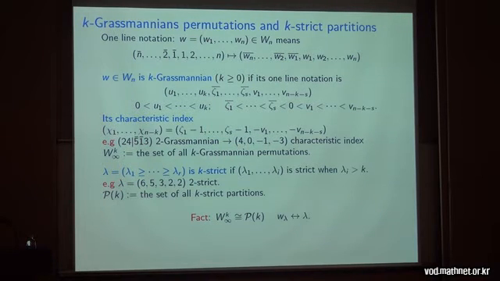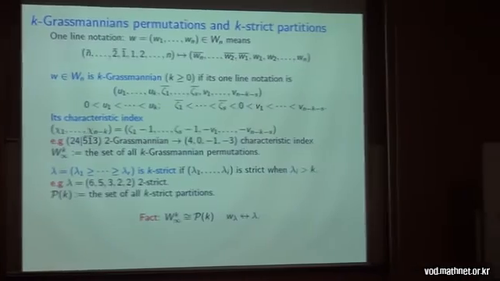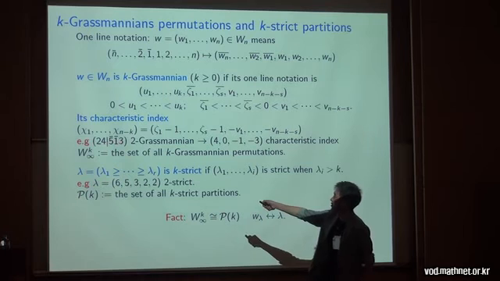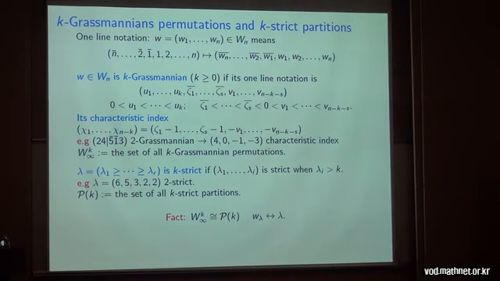Right. So here's an example: 2, 4, 5 bar, 1 bar, 3. This is the one-line notation for a certain permutation. Among permutations, I have to define the k-Grassmannian elements. A permutation is called a k-Grassmannian element if its one-line notation is in this way. The first k letters are positive numbers, increasing. After those k numbers, there are a couple of negative numbers, also increasing. And after that, there are some positive numbers, also increasing.